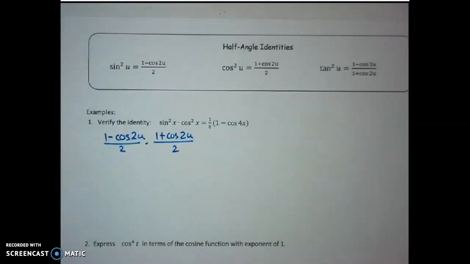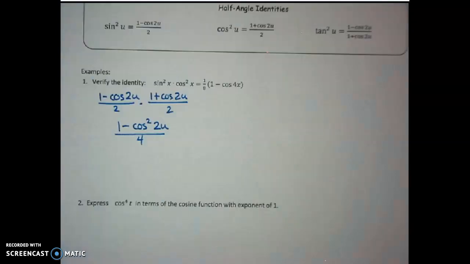And next we can just multiply them together, multiply numerator by numerator. Hopefully you recognize that on the numerators you have a difference of perfect squares. So you should have ended up with this.